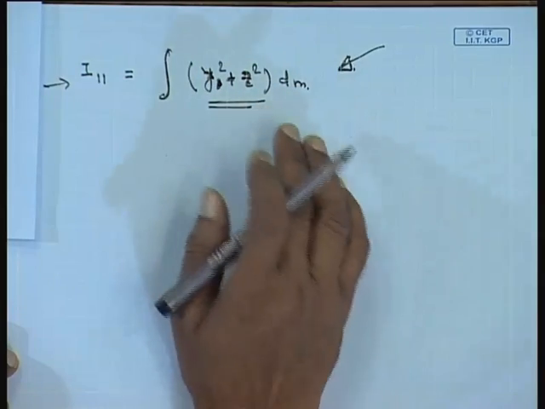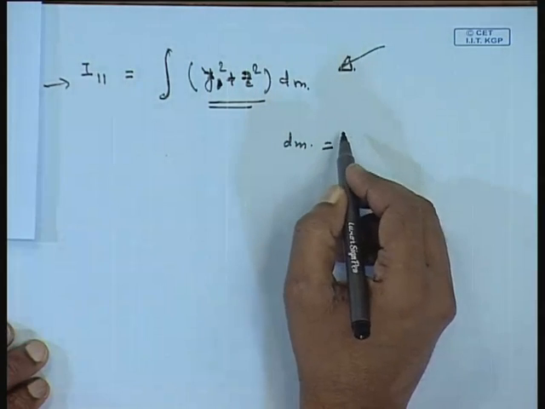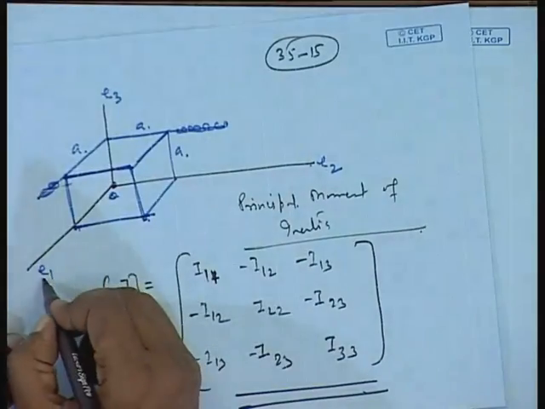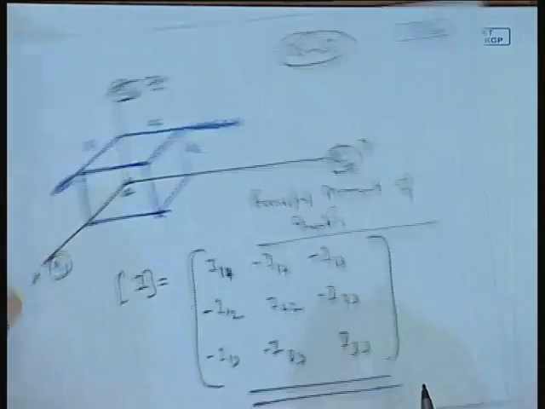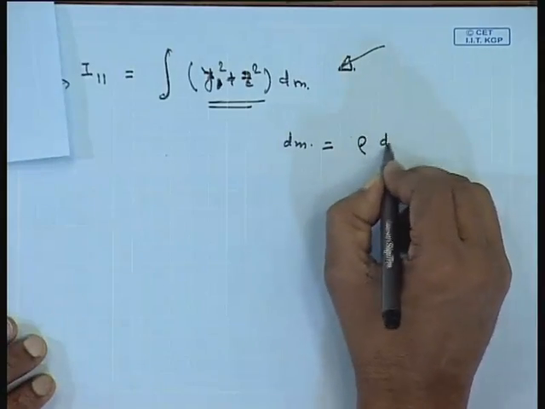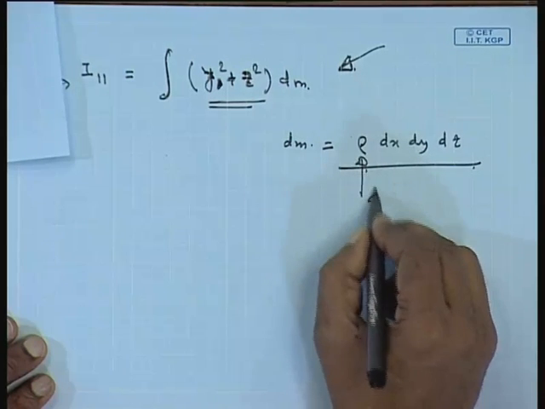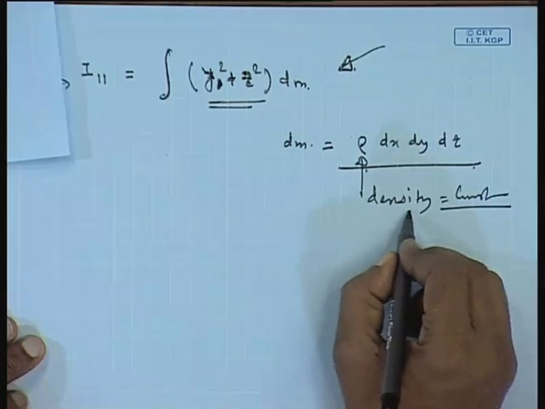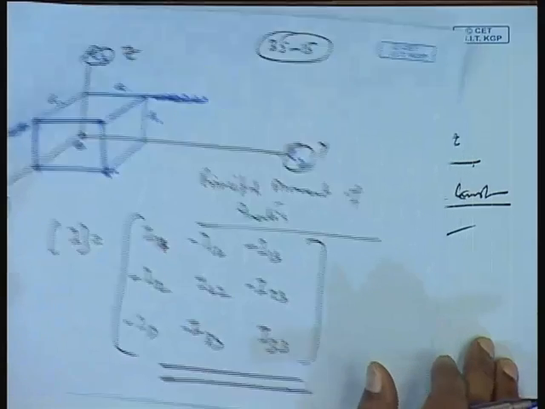Let us take it for granted that this term is written in this fashion. So, dm can be written along the three different axes. We have E1, E2, E3, or here let us write x, y and z. Then dm is rho times dx dy dz, where rho is the density, and it is a constant, since you are taking a uniform density material. It is not varying along the three axes.